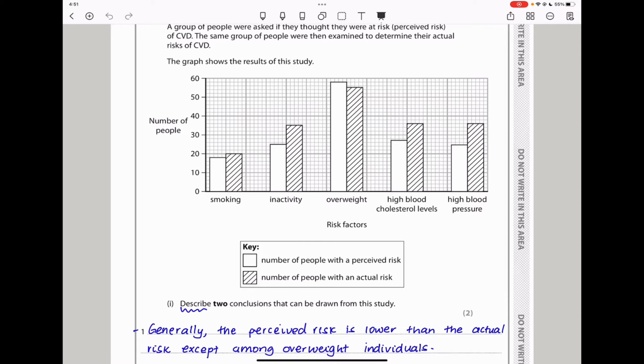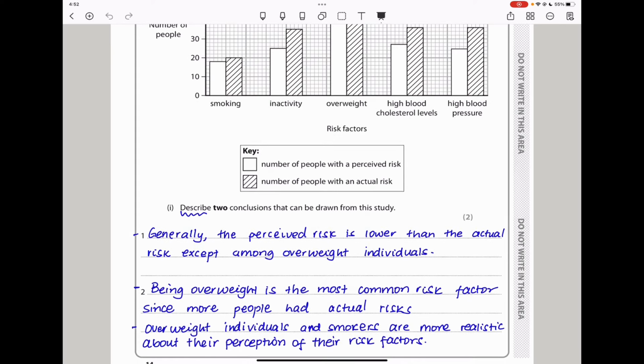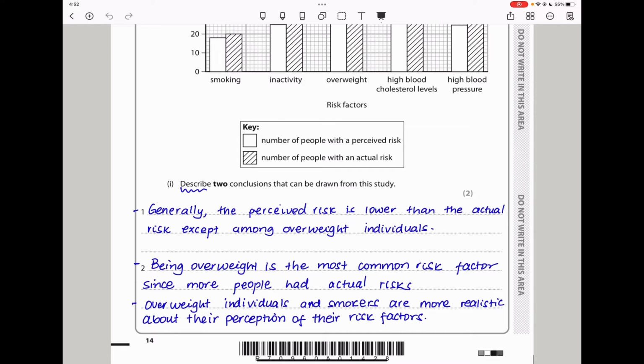So it means there were fewer people who knew that actually they were at risk of having this cardiovascular disease or being prone to cardiovascular diseases, except among the overweight people. In this group, we can see their perceived risk was actually higher than their actual risk because they were more aware. Since they were overweight, they thought there is a higher chance they're going to have cardiovascular diseases. So let me go down here. They say describe 2 conclusions that can be drawn from this study. From the study, I say generally the perceived risk is lower than the actual risk, except among overweight individuals.